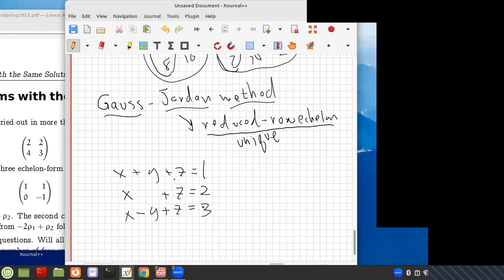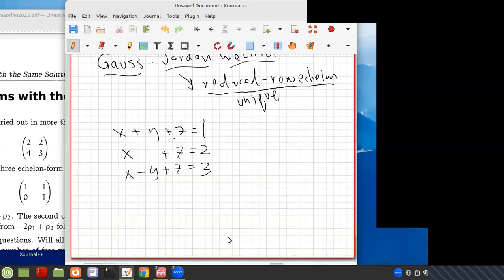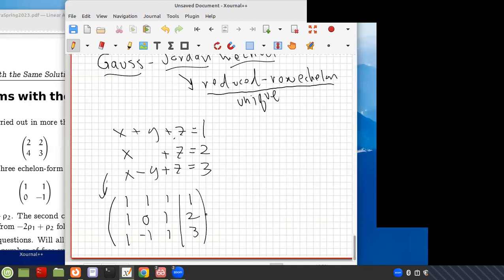Okay, so here's a linear system, and unlike chapter 1, now we're going to go forward, and like in assignment 2, everything we do will be with augmented matrices. So we're not going to use equations anymore. We first change this to the augmented matrix: 1, 1, 1, 1; 1, 0, 1, 2; 1, -1, 1, 3. Well, there's the augmented matrix for this linear system. Okay.